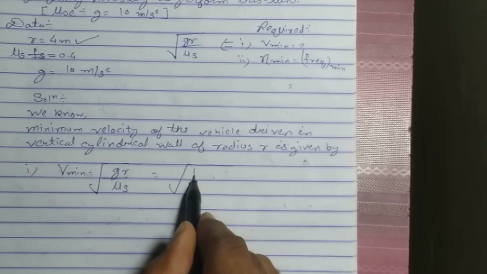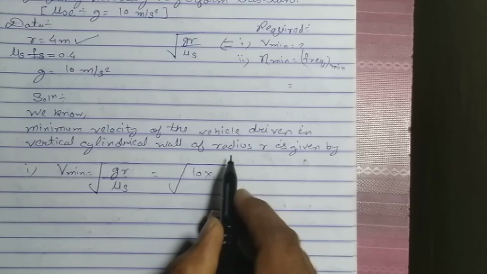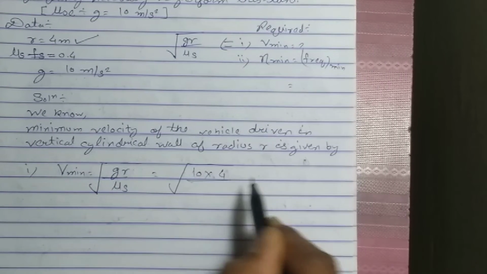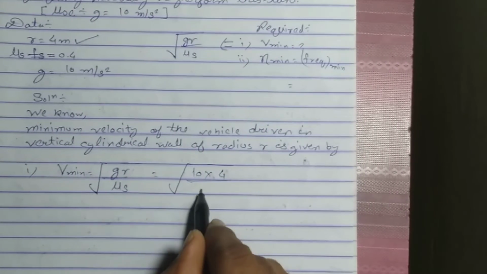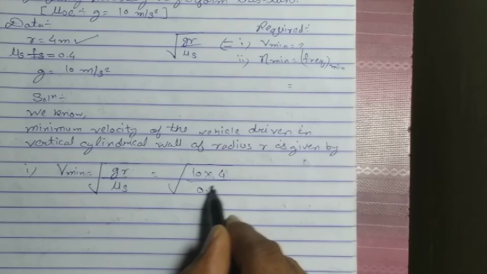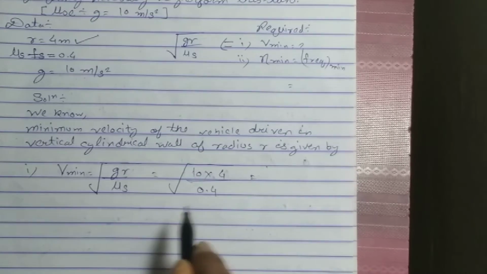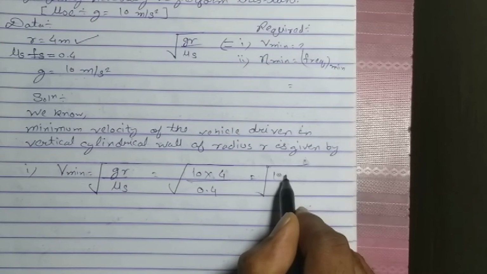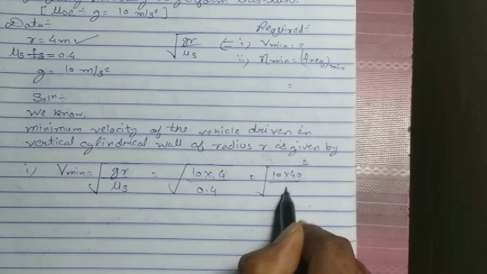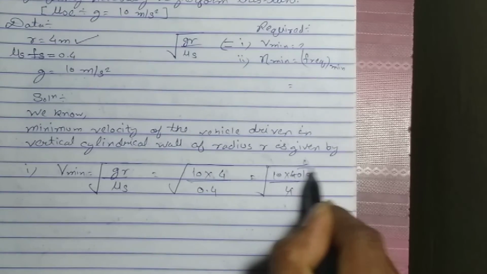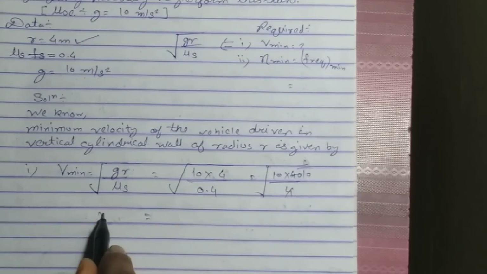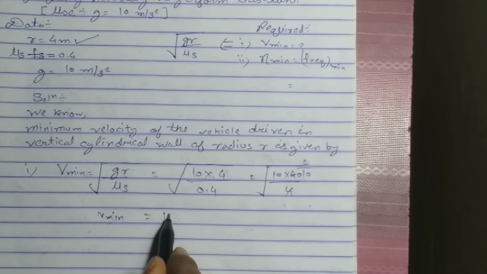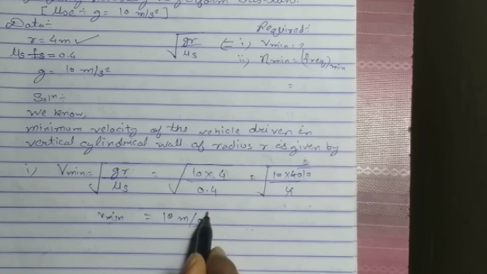We will substitute the value. g is 10, r is 4 meter, mu s is 0.4. Let us do the simple mathematics. 10 multiplied by 4 upon 0.4. 4 10s are 100. So what is v min, student? v min is 10 meter per second.